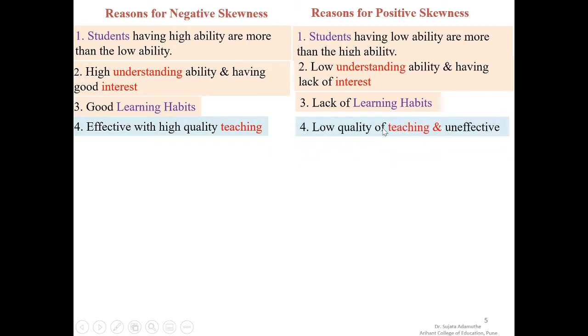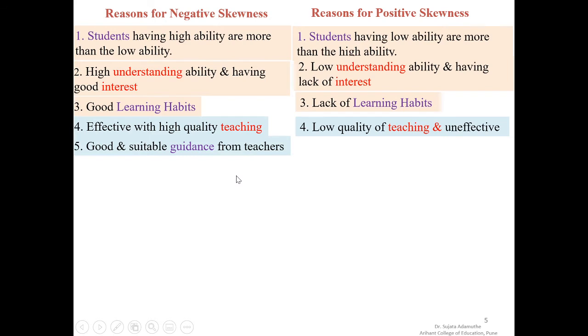Here your teaching is of low quality and ineffective, the students will not concentrate in that subject, they will not take interest, they can't understand the subject, and automatically it affects the scores and they will get fewer marks, and the positive skewness will come here. That means your highest point is on the left side of the curve and positive skewness will come.